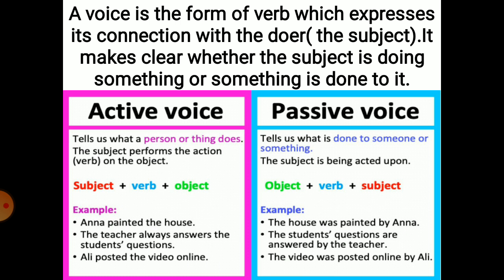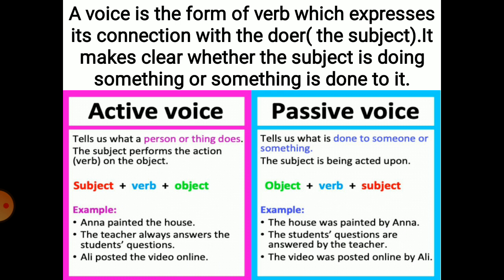A voice is the form of verb which expresses its connection with the doer, means the subject. It makes clear whether the subject is doing something or something is done to it. We have two kinds of voice, active and passive voice.